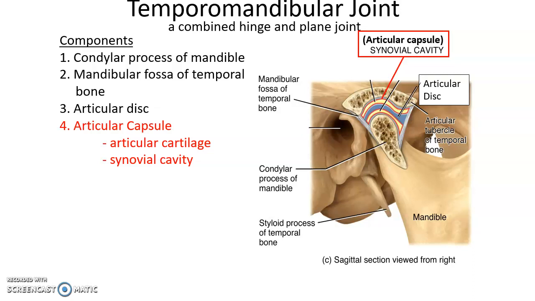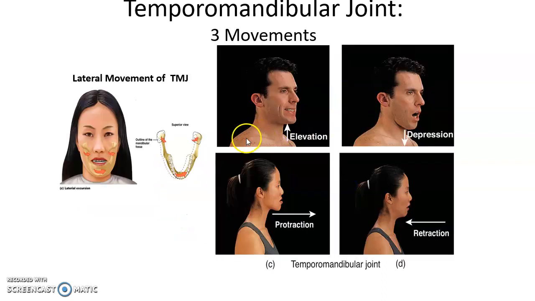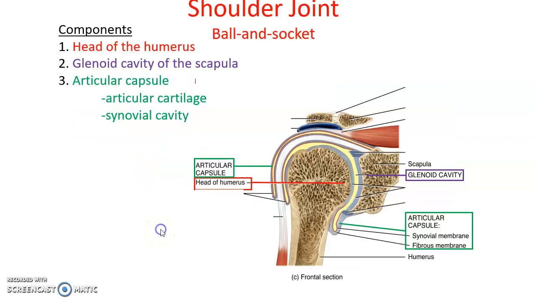articular synovial cavity. And of course, being a synovial joint, it has to have an articular capsule, synovial fluid, articular cartilage on the smooth surfaces of the bones, and extra ligaments, lots and lots of ligaments. And it allows for elevation and depression, protraction, retraction, and also lateral movement. Move your jaw side to side.